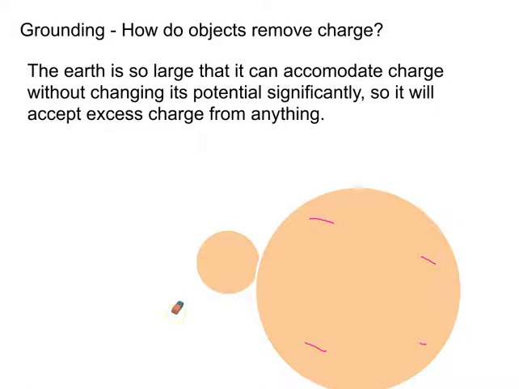When we ground things and connect to the Earth, which is so much bigger than everything else we're going to be talking about, the Earth can take that charge very easily because it can spread out so much that it doesn't change how strongly the charges are pushing on the Earth, and so it can just take it right in. And so that's how grounding works: giving a lot of area for that charge to spread out on.